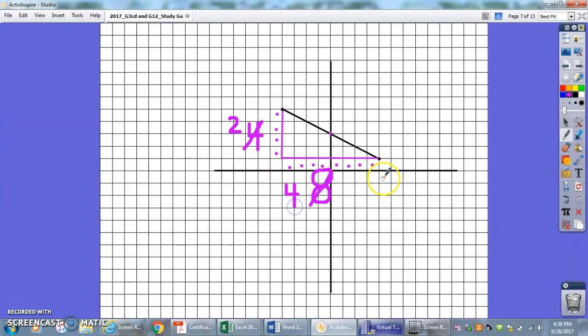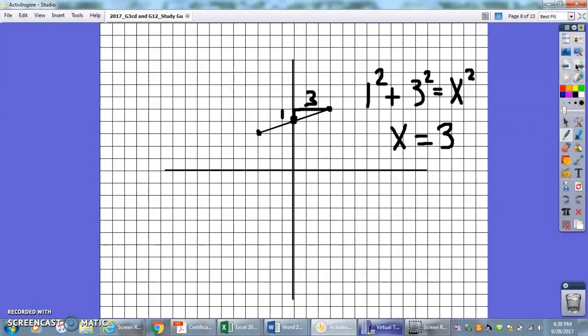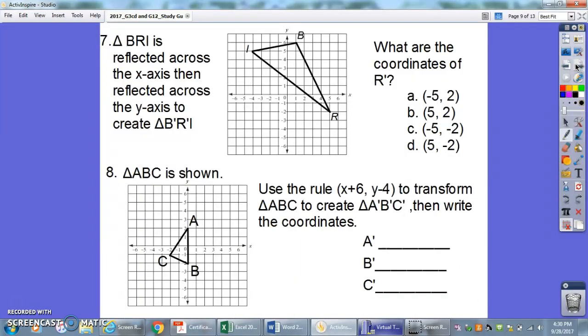Now we count it again, but halfway. Here we go, 1, 2. Count down 2 and over 1, 2, 3, 4. And right there, guys, is your midpoint at 0, 3. It looks like D is our answer. Cool, moving on. Number 7.